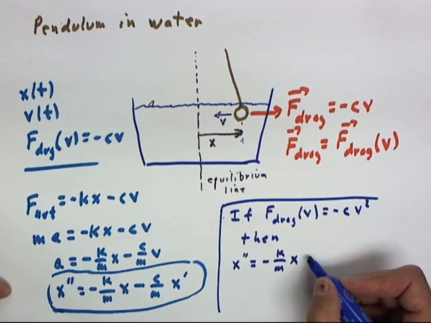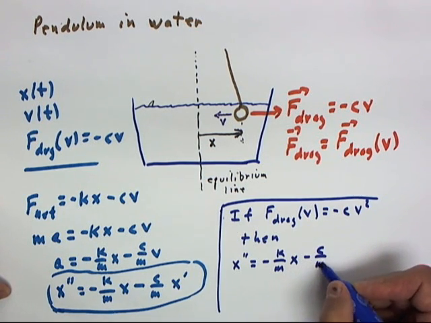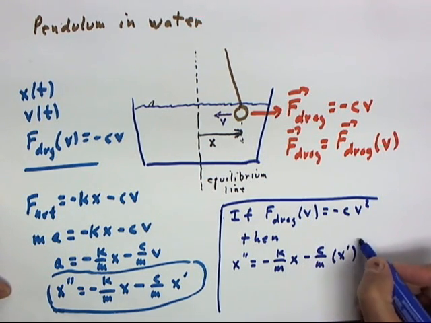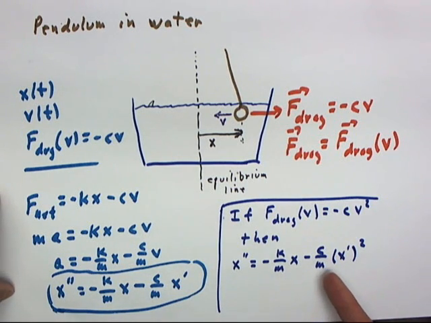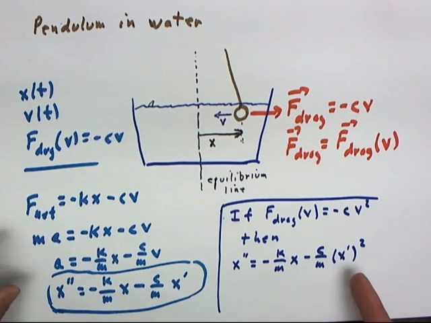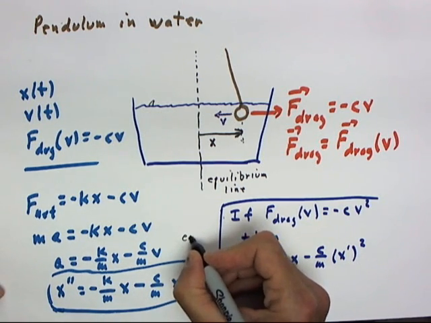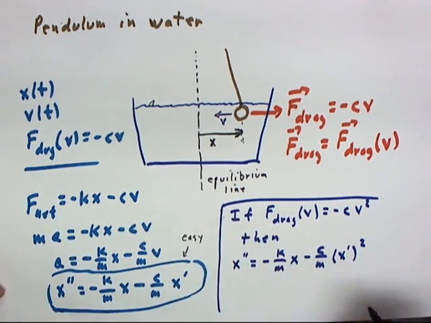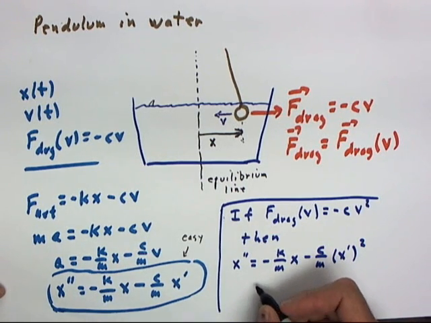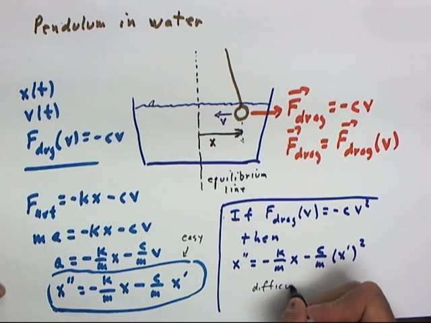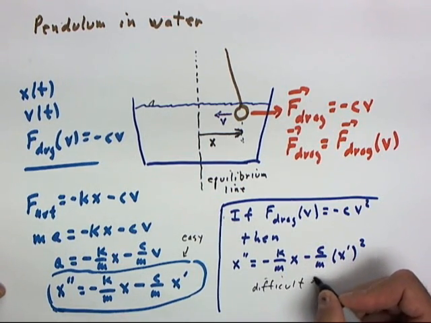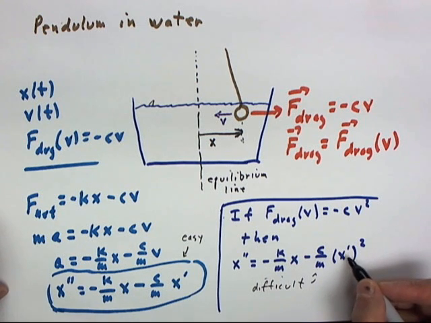And we would have the equation x double prime equals negative k over m x minus c over m x prime squared. So as we're going to see later, this equation is easy to solve. This equation is difficult to solve because of the square on the x prime.